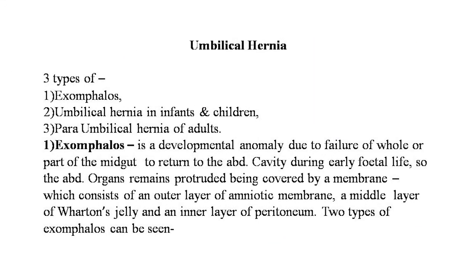Let's start with the umbilical hernia. Three types of the umbilical hernia are seen in surgical practice: exomphalos, umbilical hernia in infants and children, paraumbilical hernia of adults. First is the exomphalos, a developmental anomaly due to the failure of whole or part of the midgut to return to the abdominal cavity during early fetal life. So, the abdominal organs remain protruded, being covered by a membrane, which consists of an outer layer of the amniotic membrane, a middle layer of Wharton's jelly, and an inner layer of the peritoneum. Two layers of the exomphalos can be seen.